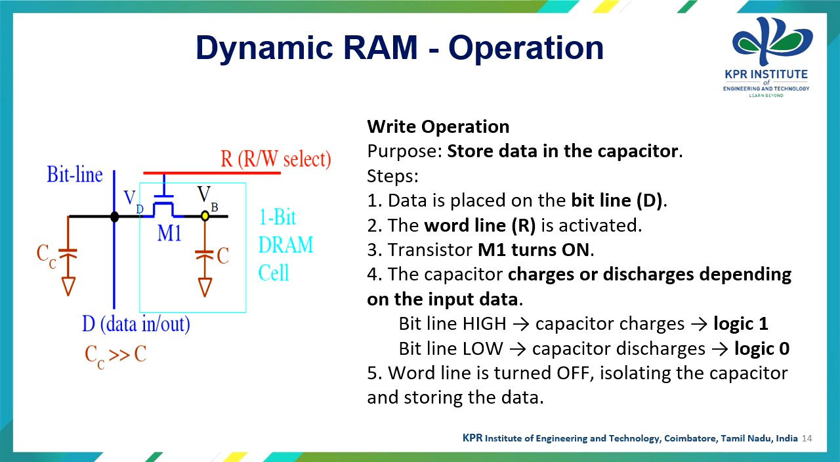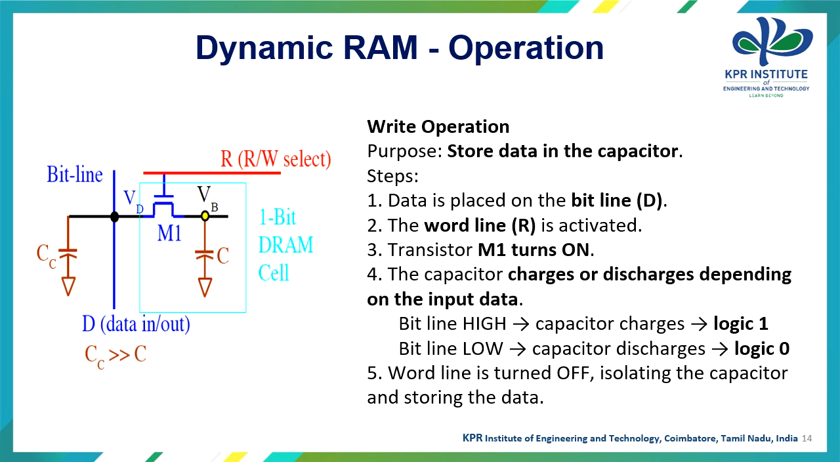Let's move on to the write operation of the DRAM first. The purpose is that we need to store data in the capacitor. The steps involved in this write operation are: first, the data should be placed on the bit line D. Next, the word line should be activated. Next, the transistor M1 will be turned on. The capacitor charges or discharges depending on the input data.